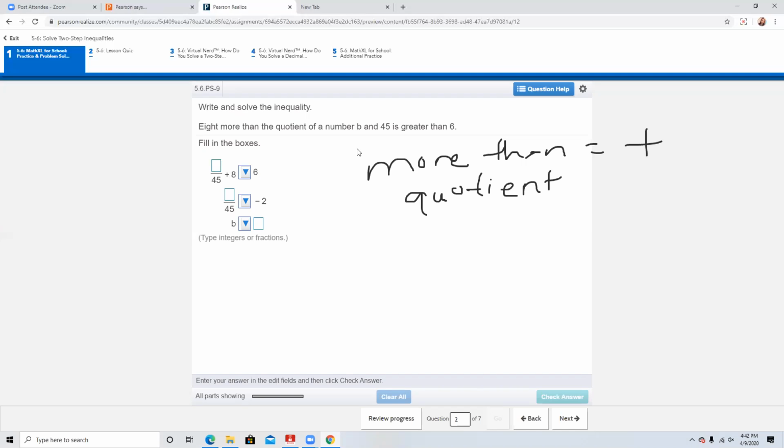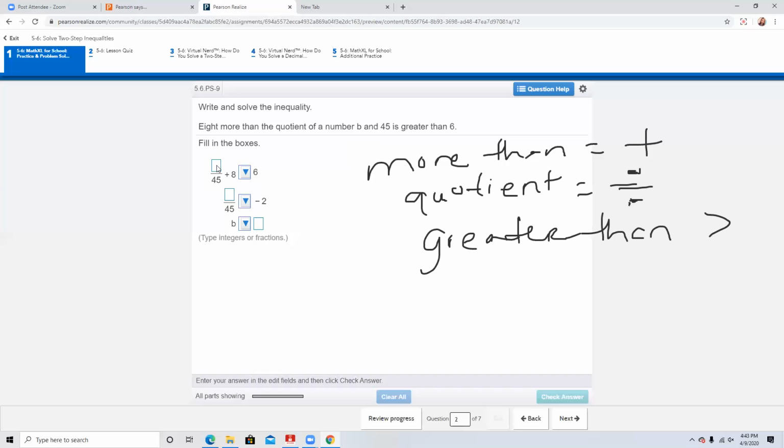Okay, all right, quotient. And quotient means to divide. Okay. All right, so you're dividing B and 45. Okay, so B and 45. Whenever you divide, you're using that like a fraction. Okay, and it says greater than 6. So now you just have a regular greater than sign that you're using. So greater than 6.